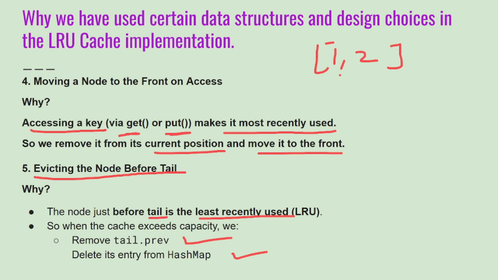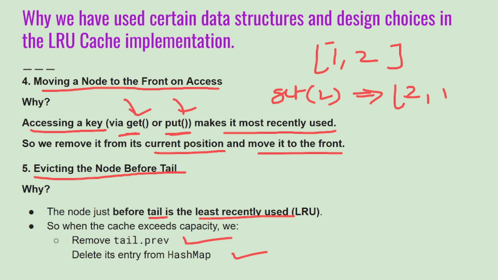So the key is what? 1 and 2 both are key. So if we want to move a node to the front on the access, using either the get method or the put method, anything you do. Let's suppose you do the get method of 2. Now the cache will be updated to 2 and 1. Understood, right? This is what your get method will do.